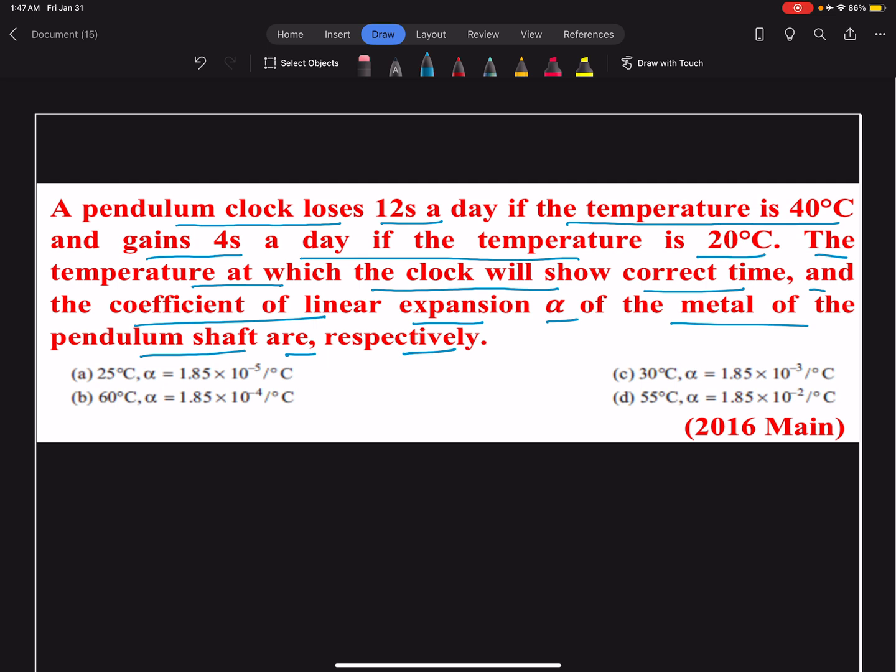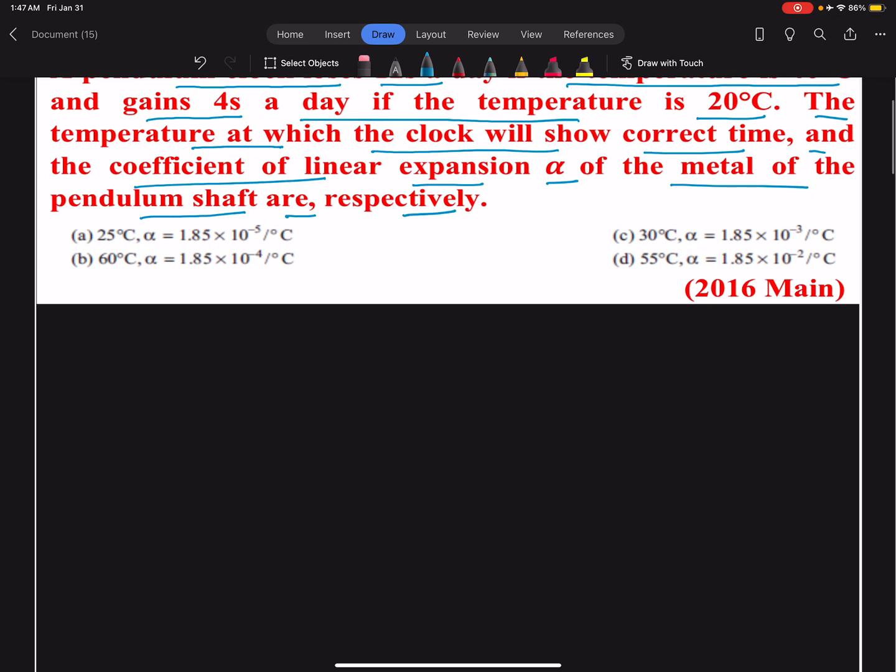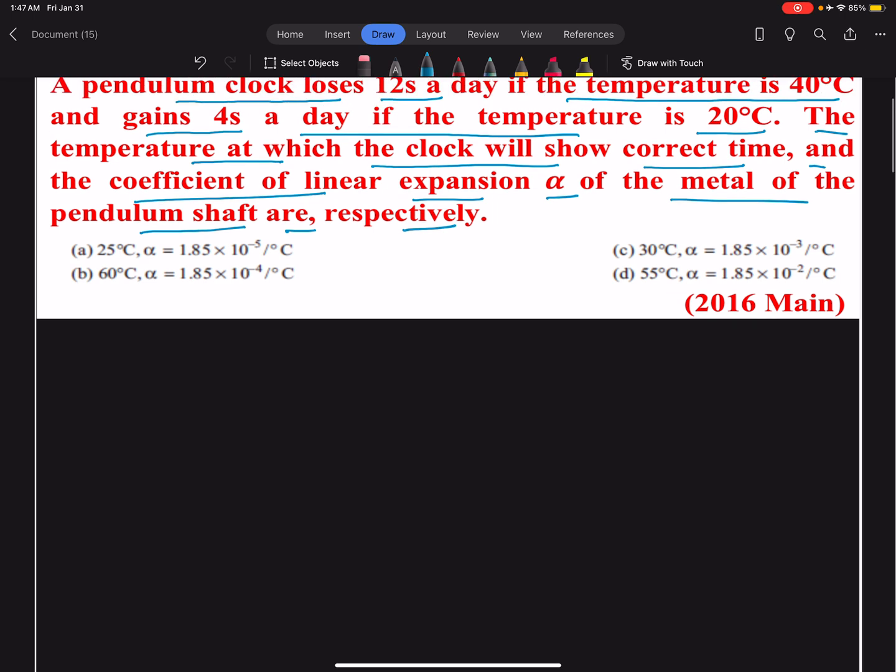it is given a pendulum is there, which gains or loses as the temperature varies. So in this case, we are going to use two formulas. First is the basic one, that is the time period of the pendulum, and the other one is the effect of temperature on the length. So let us start with the time period of pendulum.